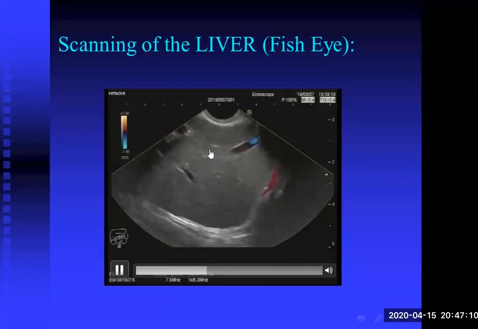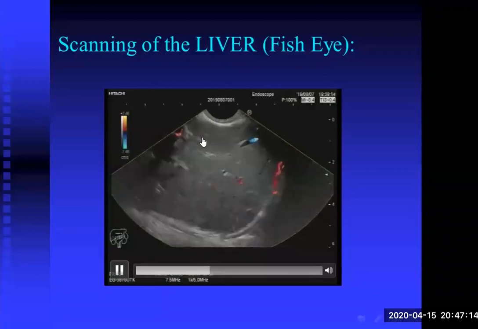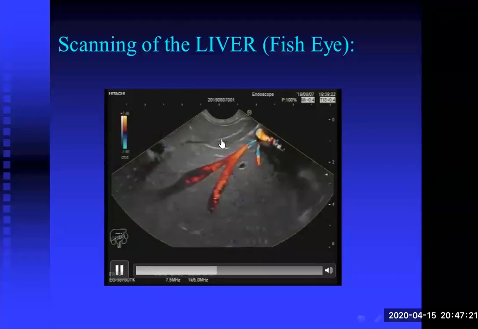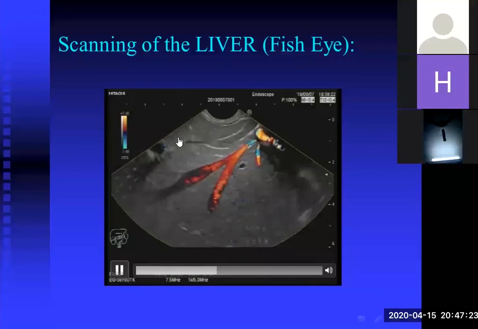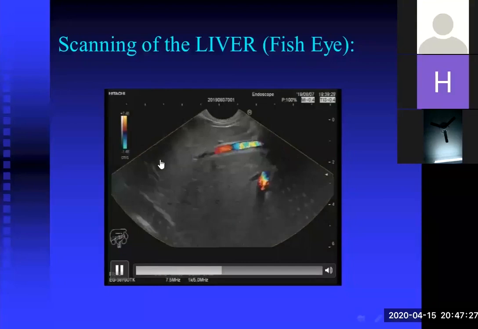Here I will do more examination of the liver. This is the left portal vein, and this is the ligamentum teres. I will push the endoscope inside to centralize the left portal vein in the middle of the screen.